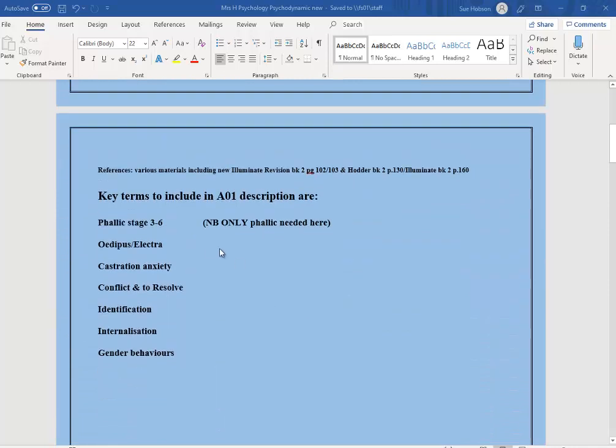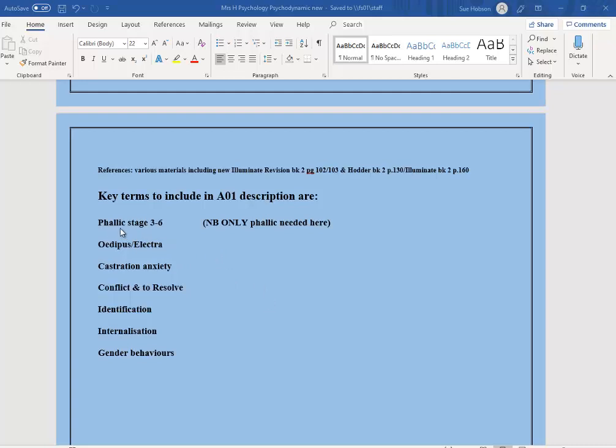What we need to know: there's a real temptation for students to spend too long describing. These are the key terms you want to get in for your AO1, and then move straight on to AO3s. So what do we need to say? Freud believes, and remember, you don't need to accept this, you just need to know what he's saying, so you don't have to agree with it.